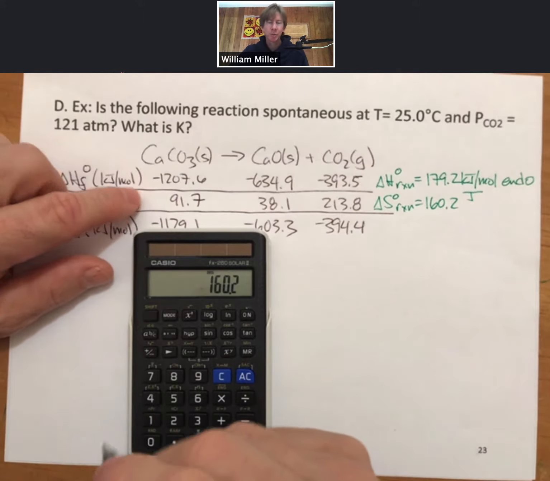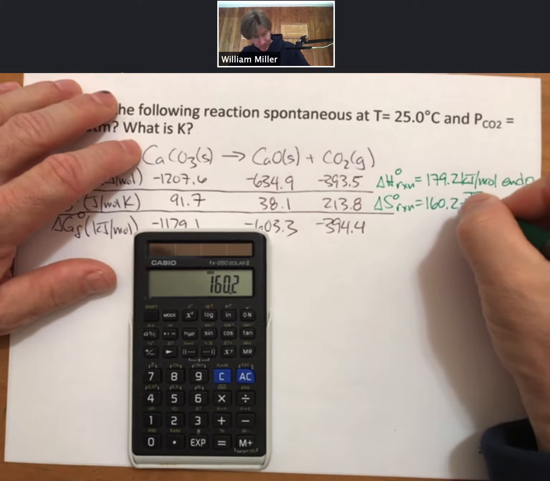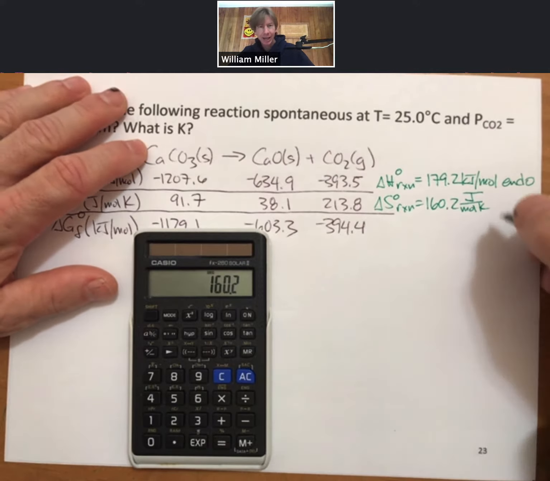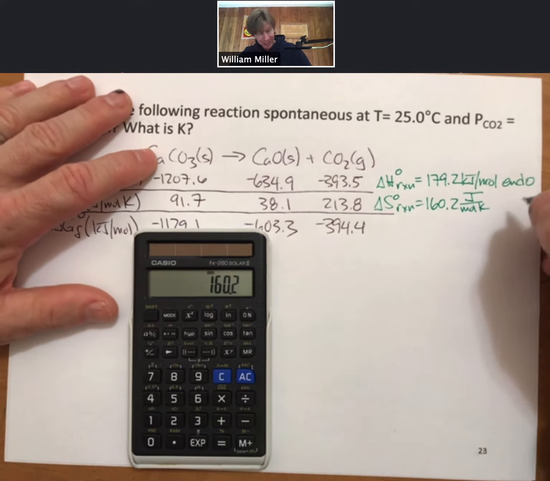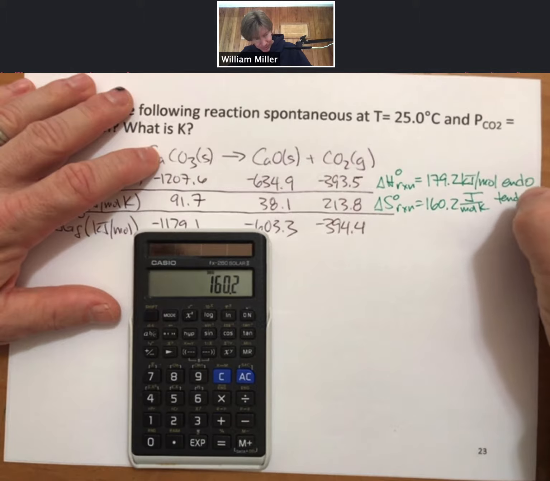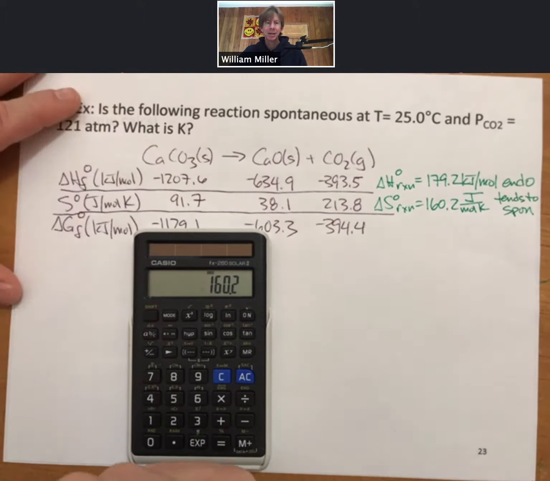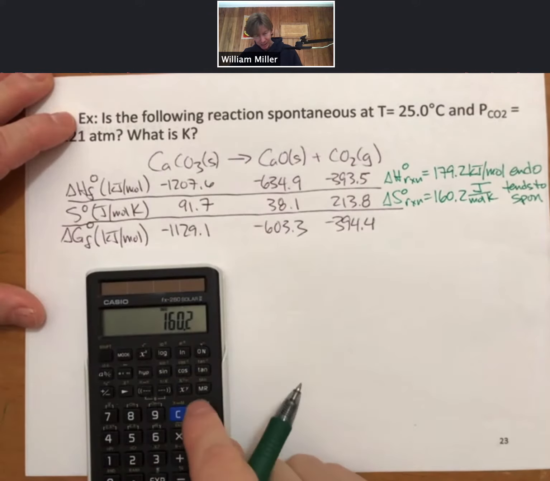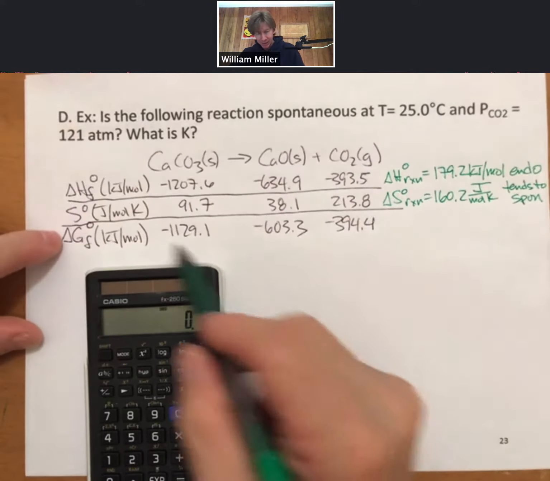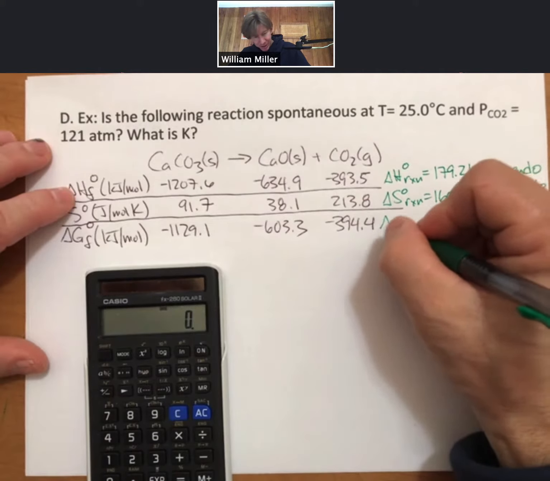Those are joules per mole Kelvin. And this tends to be spontaneous. So, right, tends to spawn there. And since we're at 25, let's calculate delta G reaction.